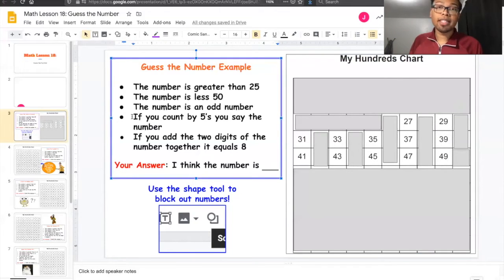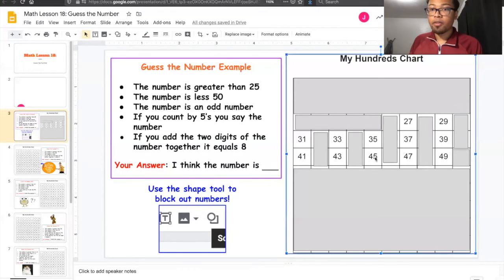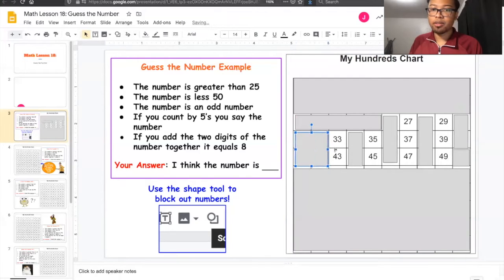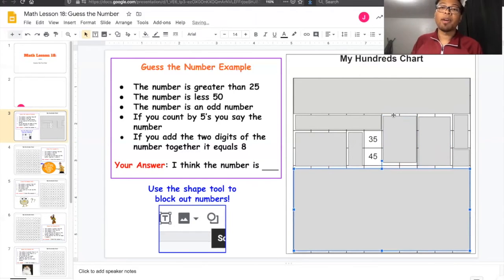My next hint is if you count by fives, you say the number. I know that if I count by fives, 5, 10, 15, 20, 25, 30, 35, 40, 45. So I know it's between these two now. So I can cross out these and these really easy. I can just make these boxes bigger now because I know that it is a number that I say when I count by five. So it's either 35 or 45.